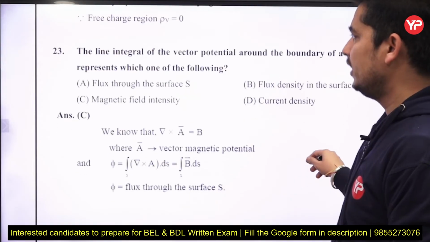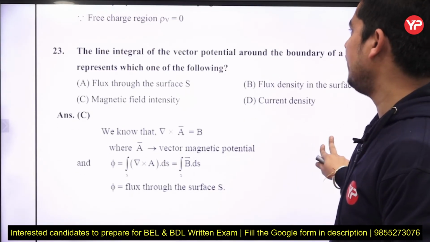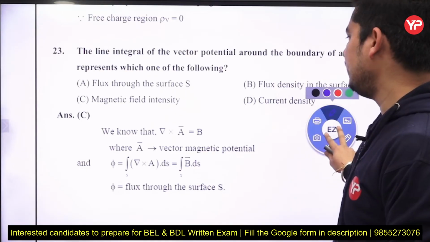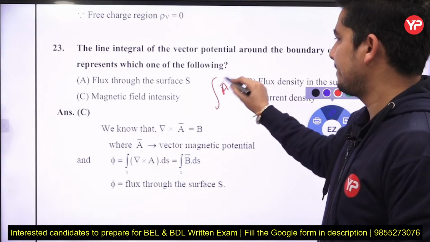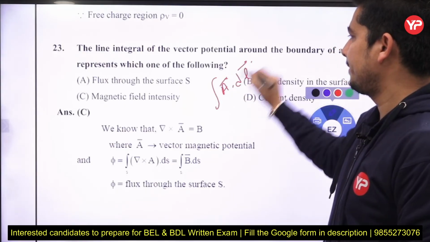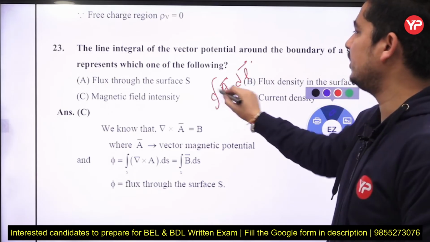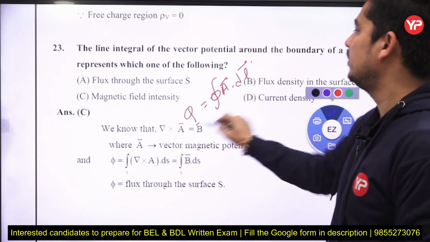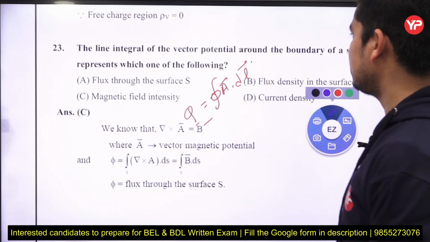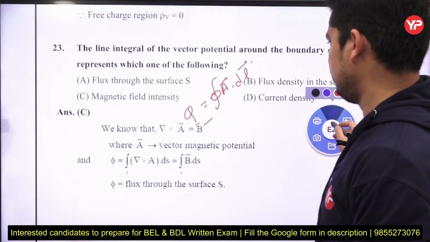The line integral of a vector potential around the boundary of a source represents the following relation. The line integral of a vector potential A around the source, if you are taking the closed line integral, will represent the magnetic flux. So it is representing magnetic flux or magnetic flux density.